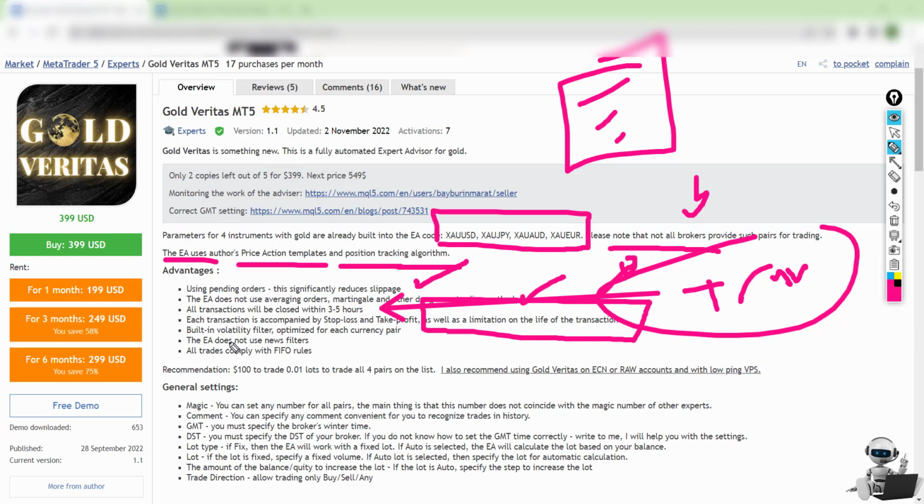Now we have a volatility filter optimized for each currency pair. The EA does not use a news filter. We have compliance with FIFO rules. Some brokers in the United States or UK require this rule.